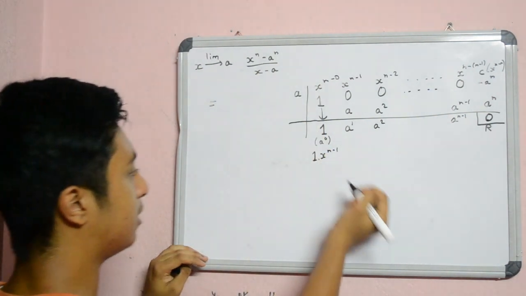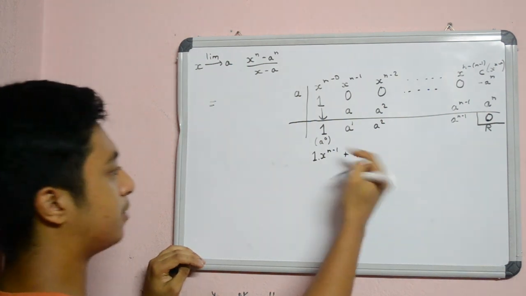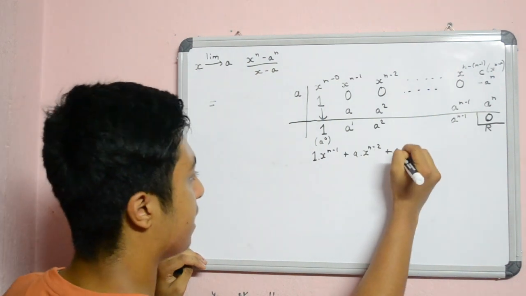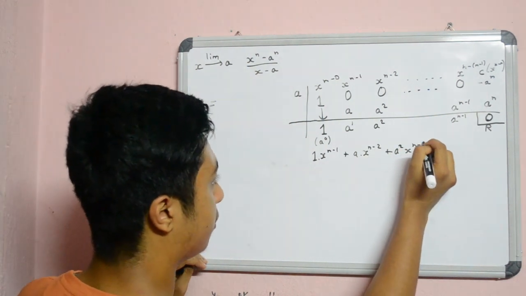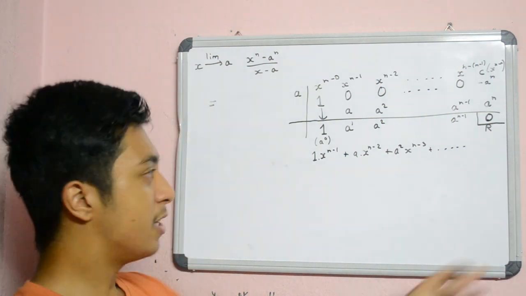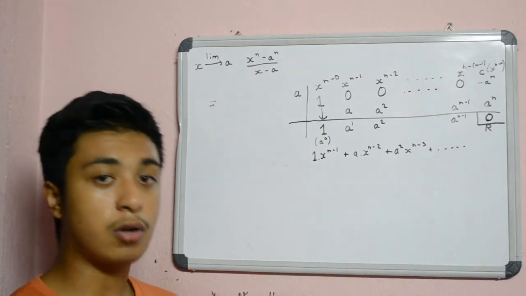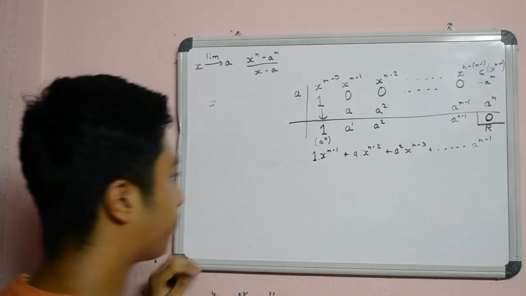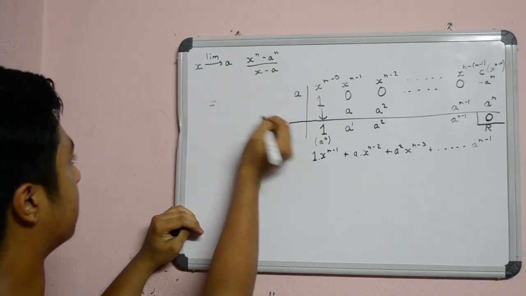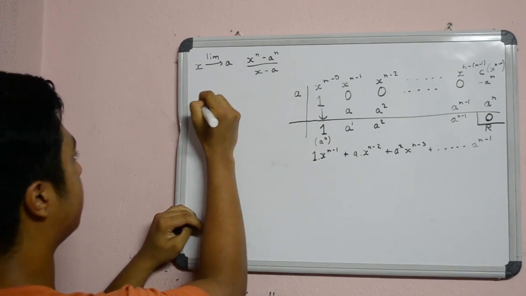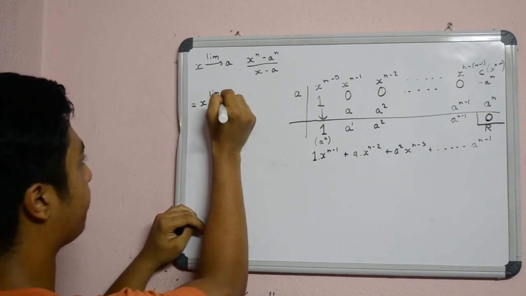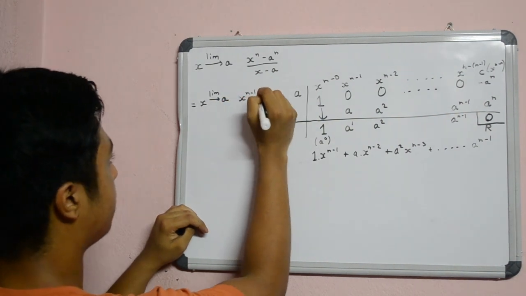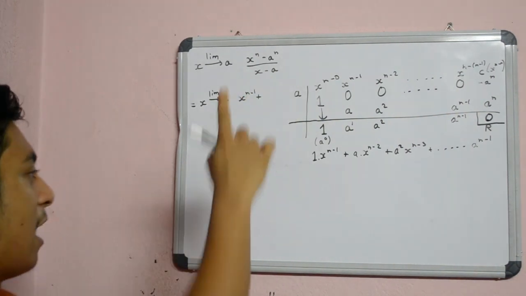So it will be 1 times this plus a times, in the decreasing form, x to the power n minus 2, plus a square x to the power n minus 3, and so on until the last term, which will just be a constant, and that will simply be a to the power n minus 1. Now we know this is the same as, well, I'll write it over here, x tends to a, or x approaches a, x to the power n minus 1 plus, oh, actually I'll write it over here.